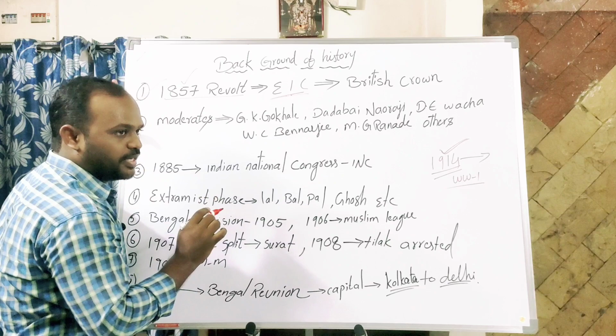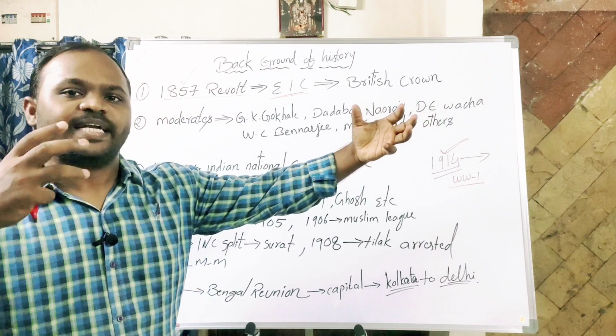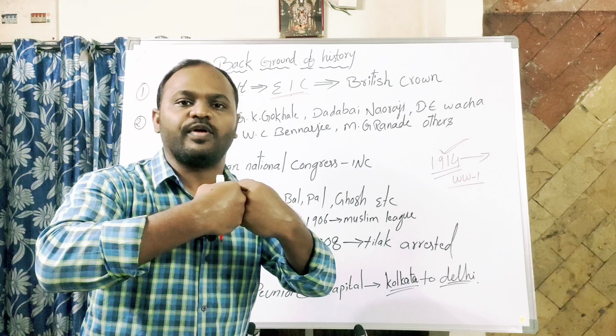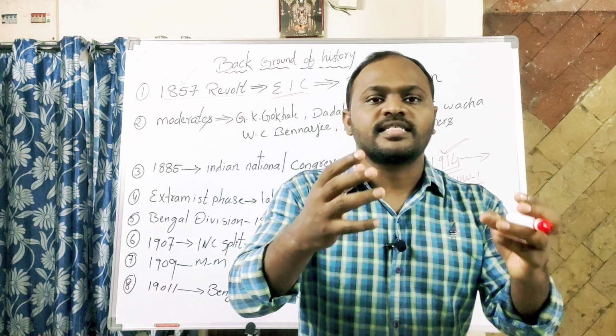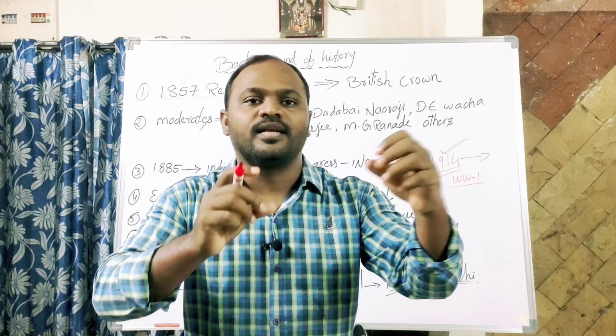But in the year 1857, there was a fight between Indians and Britishers. Due to this fight, what will happen? The crown. Crown means what? The head of Britain. The British crown said that East India Company, you lost faith among the Indians. I mean to say, Indians lost faith in the East India Company.